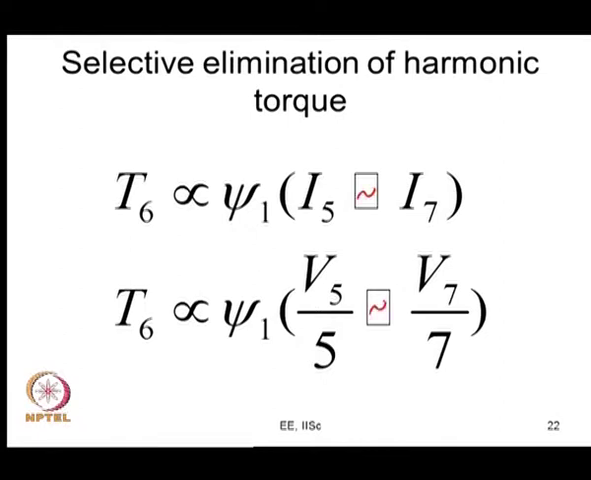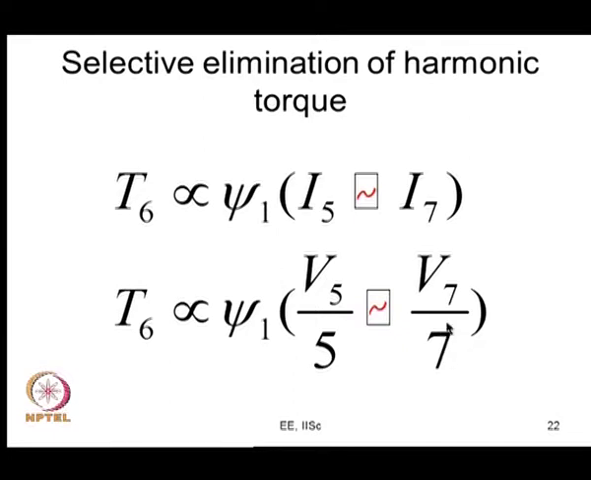What happens here is your torque is proportional to the fundamental flux and proportional to the difference of these two currents, right. Now, this fifth harmonic current is proportional to V 5 by 5, the fifth harmonic voltage divided by 5, and I 7 is V 7 by 7, because the fifth harmonic voltage sees 5 times the fundamental leakage reactance, and the seventh harmonic voltage sees 7 times the fundamental leakage reactance. So, you have this as V 5 by 5, and V 7 by 7.